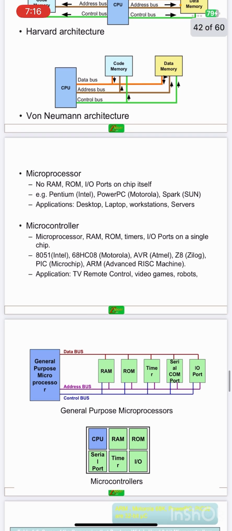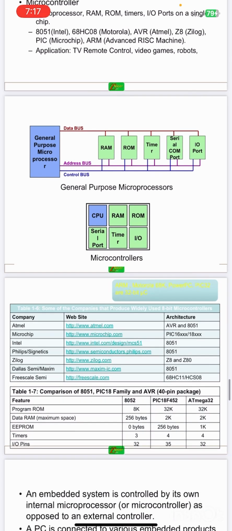And then we have the microprocessor and the microcontroller. A microprocessor has no RAM, ROM, or IO ports on the chip itself. Examples: Intel, PowerPC, Motorola, SPARC from Sun, with applications in desktops, laptops, workstations, and servers. And microcontrollers come with the microprocessor, RAM, ROM, timers, and IO ports on a single chip. The 8051 is one of the microcontrollers which are used at the micro level.